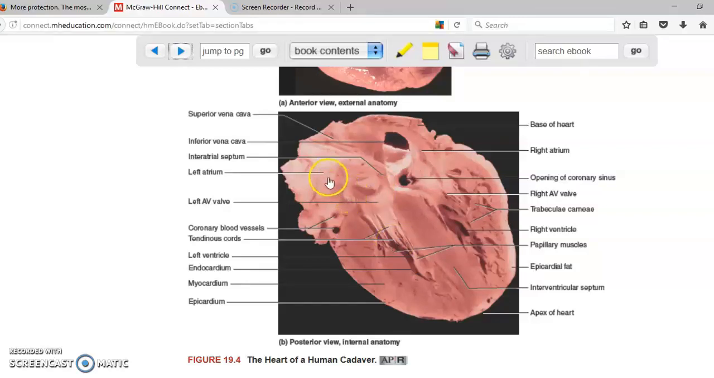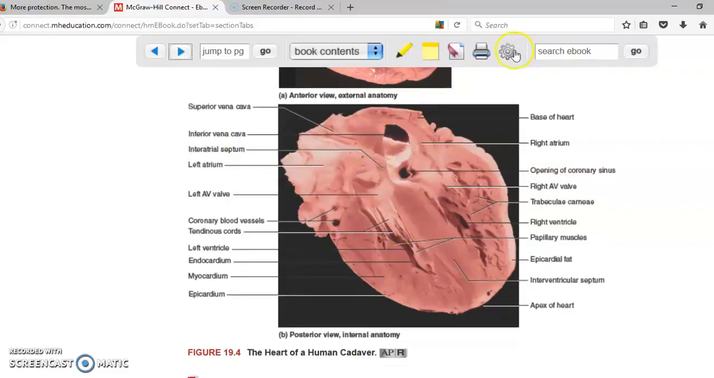The heart has four chambers: 1, 2, 3, and 4. These chambers are separated by walls. This is the interventricular septum. It separates both ventricles. And right here you have the interatrial septum. There is a blood vessel right here getting into the left atrium, and another one that gets into the right atrium. You have a blood vessel that takes the blood from the right ventricle, and another blood vessel that takes the blood from the left ventricle.